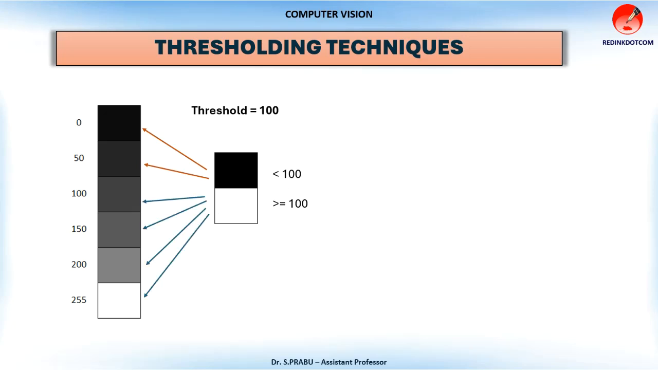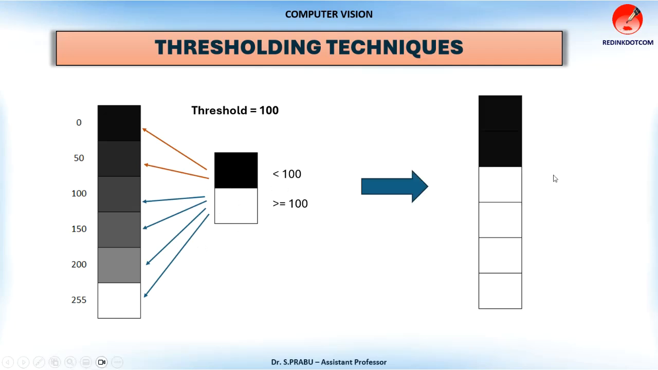So after applying this thresholding technique, the output image looks like this. Now we can treat this as the background image and this as the foreground image. So from this we can easily analyze what is the background and what are the foreground objects.